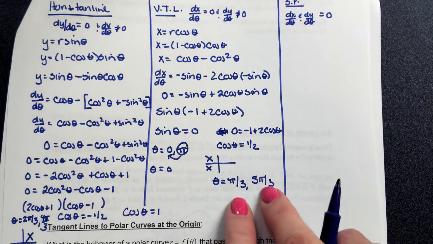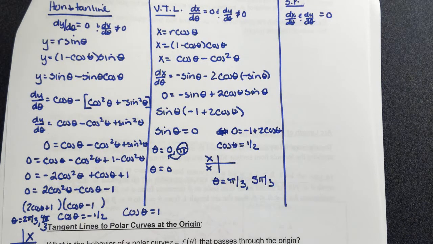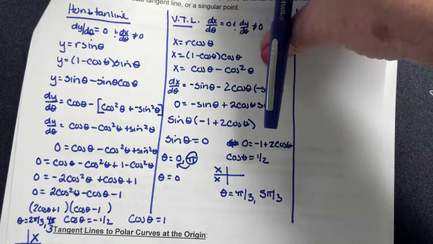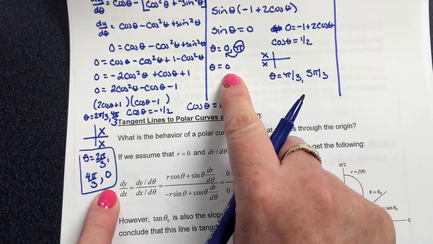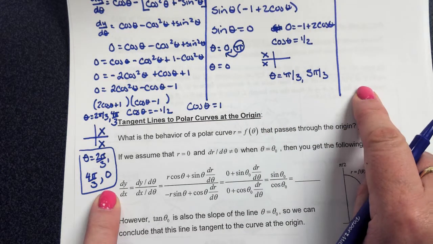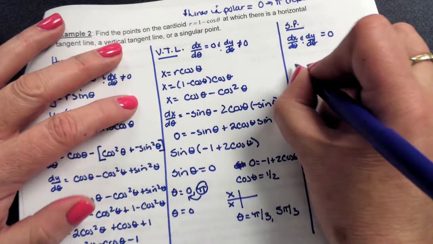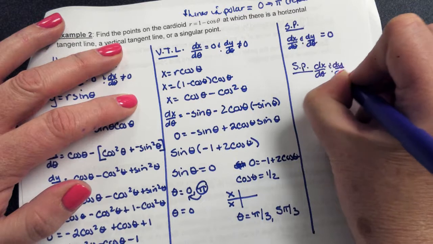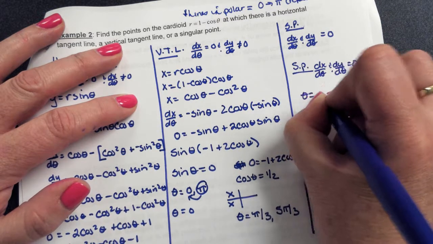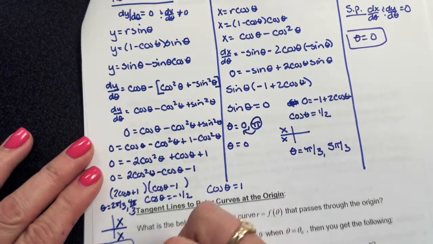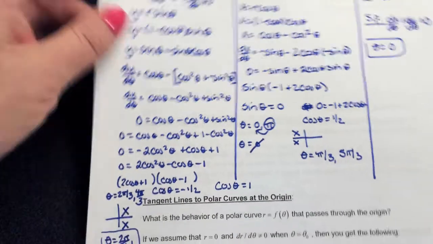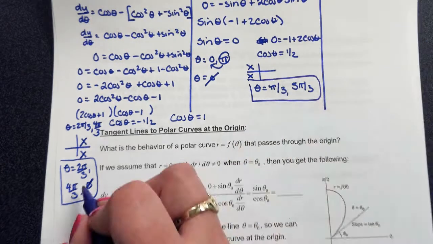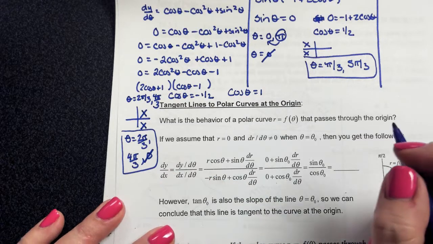So again, are any of those answers where my dy d theta is equal to 0? Only 0. So which one do I have to reject? 0. So guess what you just found here? You found your singular point. So my singular point, remember, is where my dx d theta and dy d theta are equal to 0, and that's occurring at theta is equal to 0. So your answers for the vertical tangent lines occur when theta is equal to pi over 3, 4 pi over 3, and 2 pi over 3.